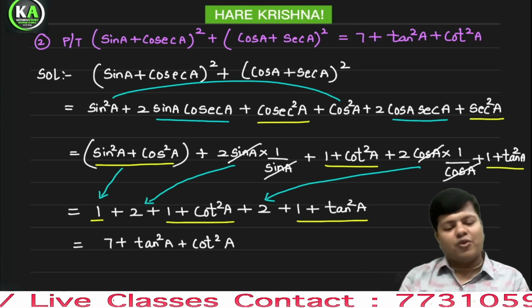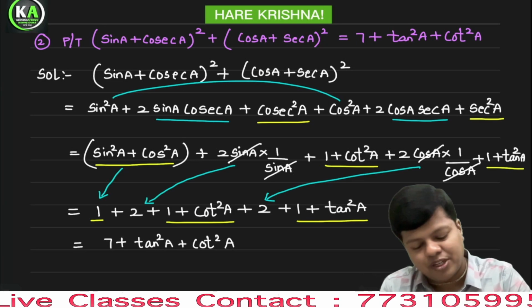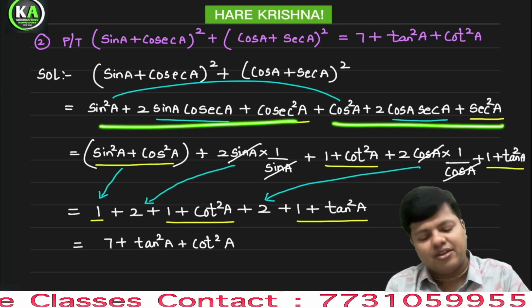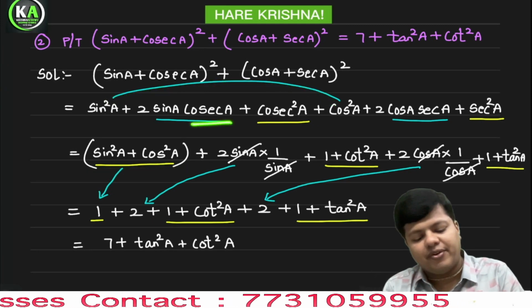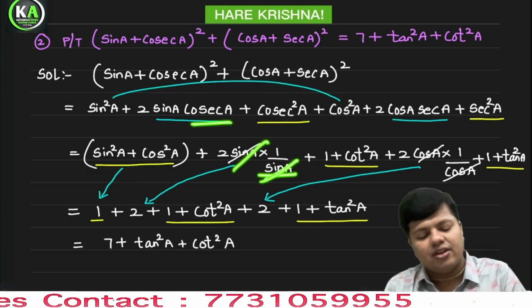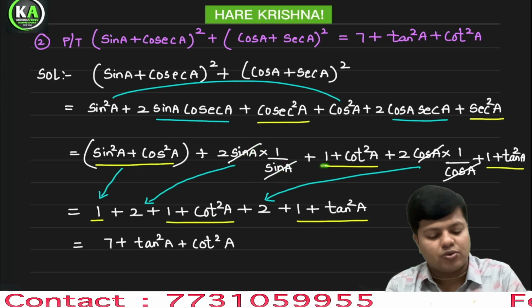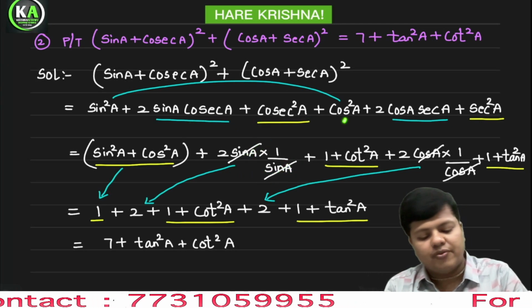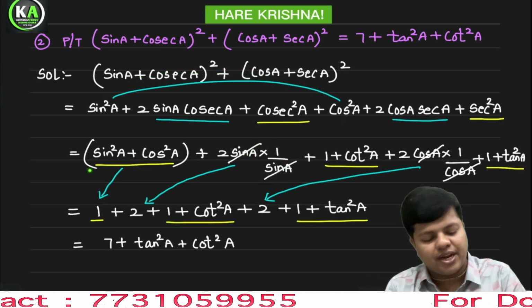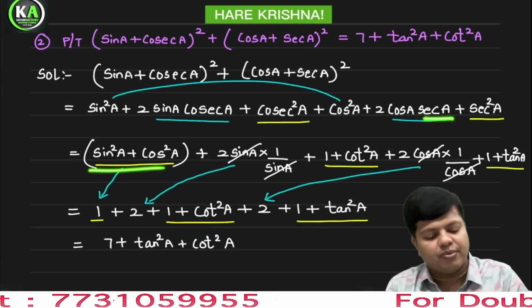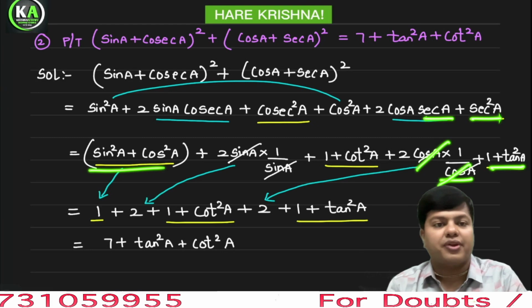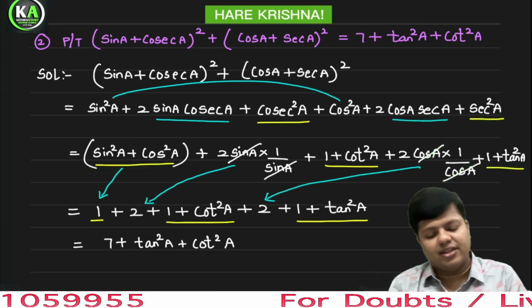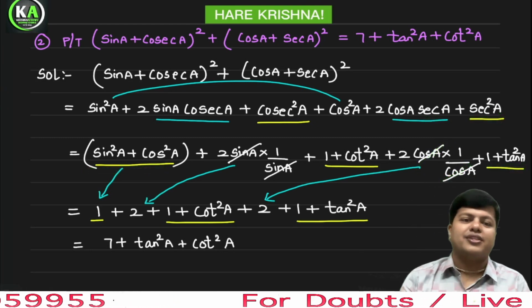So what we did, I'll just explain. (A plus B) whole square, and sin square plus cos square we wrote in one bracket, and cosecant A we wrote as 1 by sin A, got cancelled. Cosecant square A identity is 1 plus cot square A, and cos square A we already put in the first bracket. So secant A we wrote as 1 by cos A, got cancelled. Secant square A is the 1 plus tan square A identity, and then you got the answer.